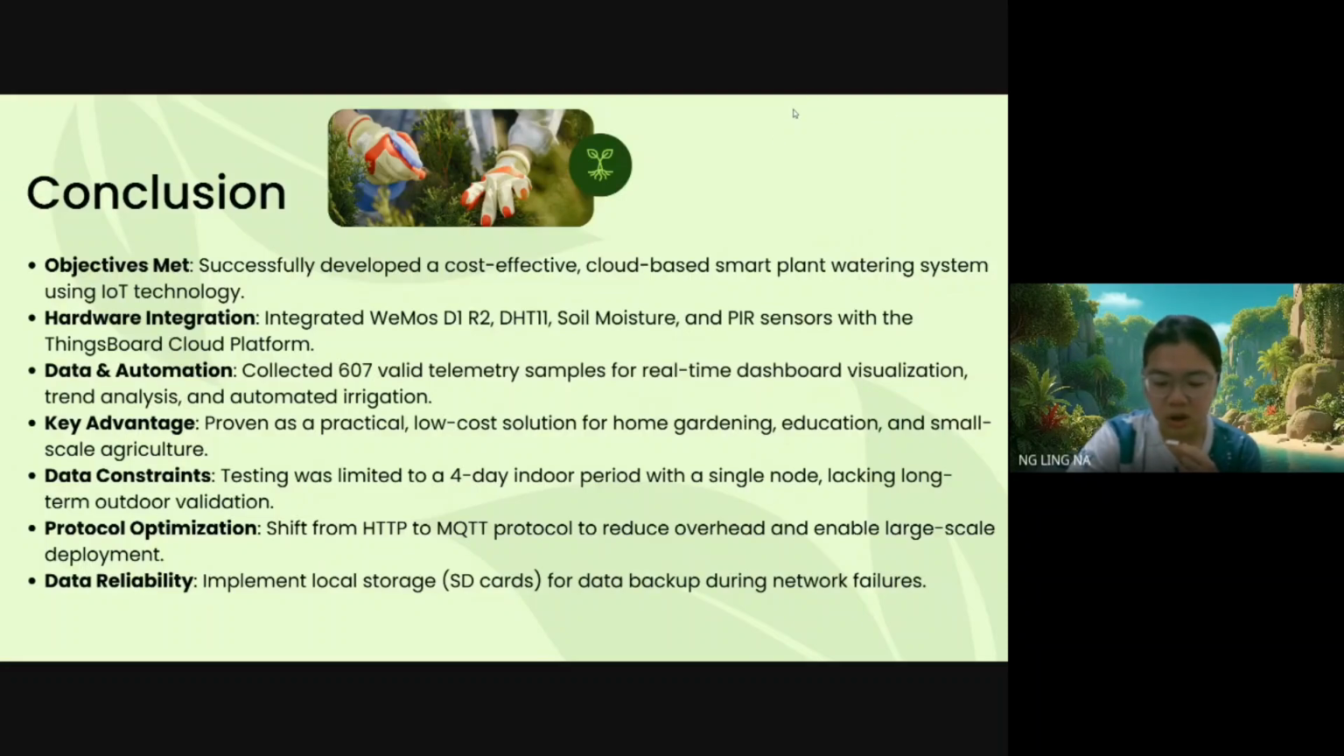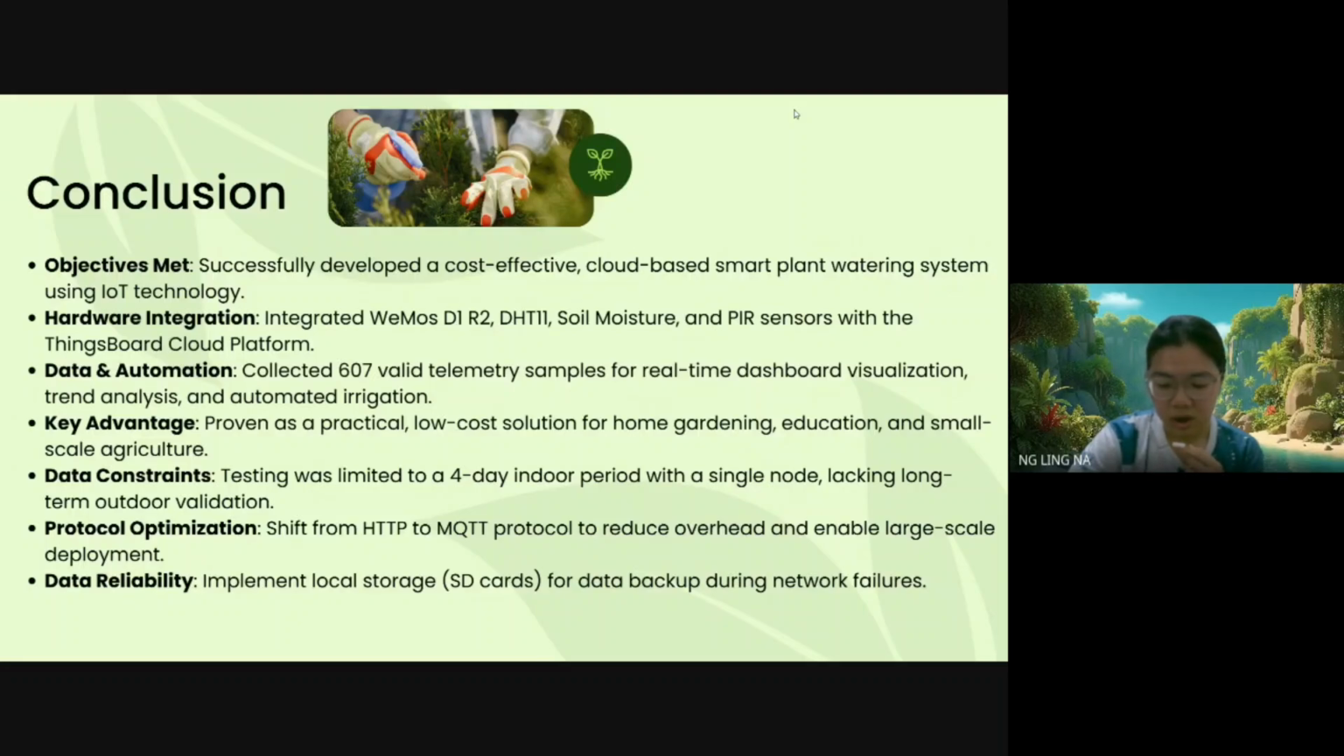Every project has its limitations. So for our prototype, we used low-cost sensors which have low precision, and we only tested it indoors for 4 days on a single plant. Additionally, the system depends heavily on continuous Wi-Fi and uses simple threshold logic rather than smart decision making.